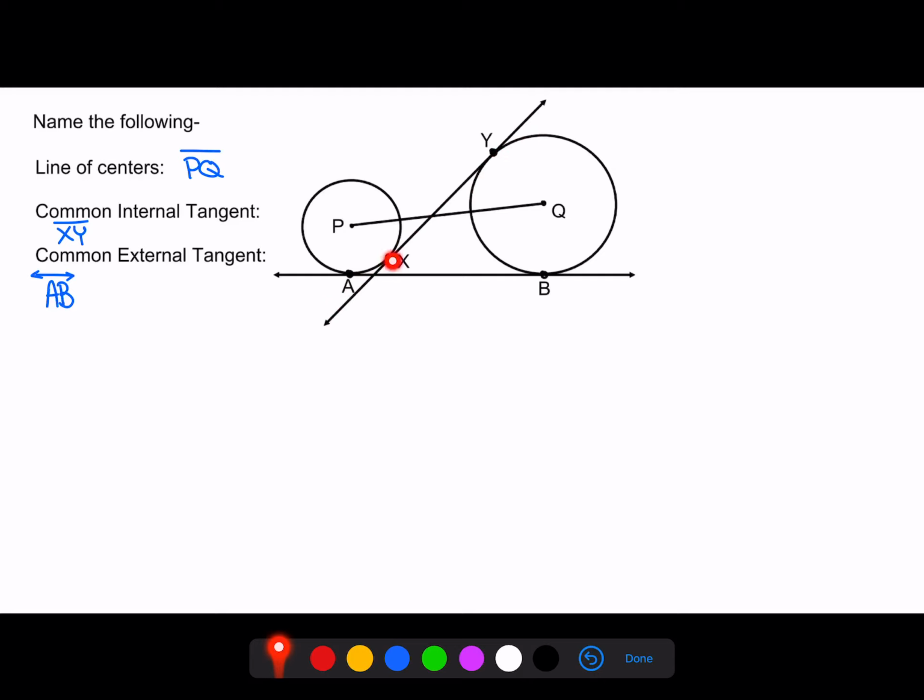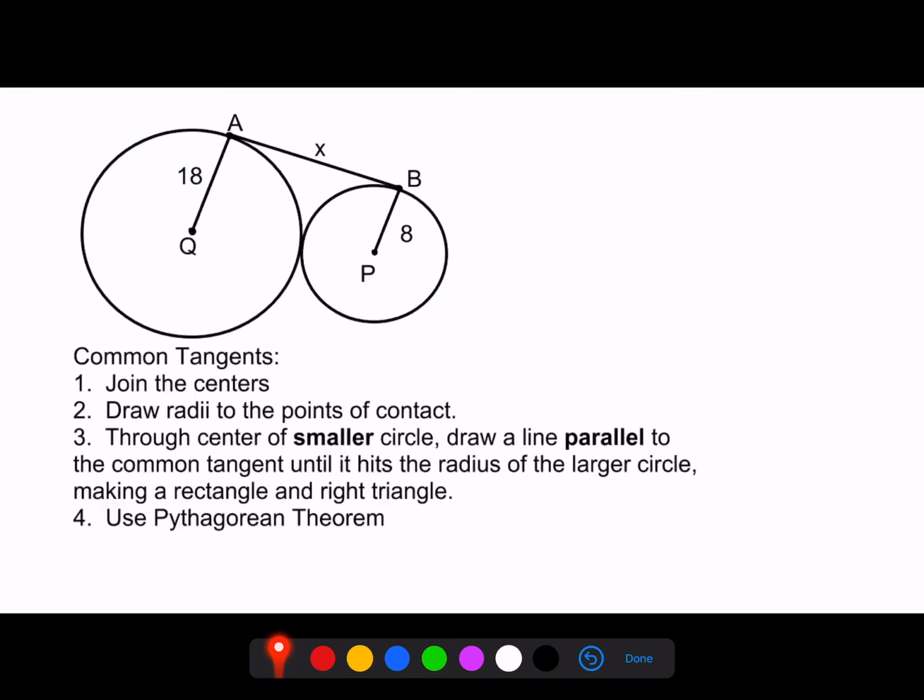It's common because it's shared by both, point X and point Y. And it's a tangent line on both of them going in between. So that's why it's internal, because it's in between them. Common external tangent. Well, A and B are both points of tangency. As you can see, line AB does not go in between them. It's on the outside, so it's external. So it's common because they both share those points. It's external because it doesn't go in between them. It goes on the outside. And then it's tangent because it only touches at one point. So AB, line AB is our common external tangent.